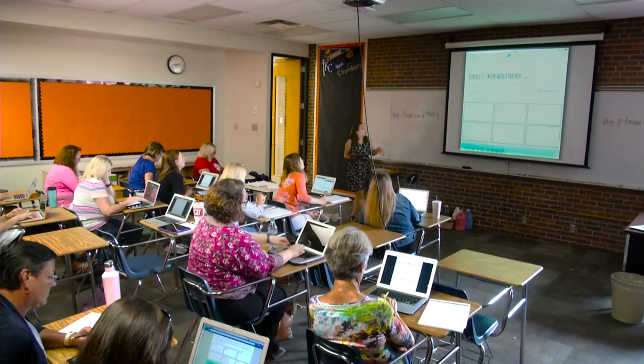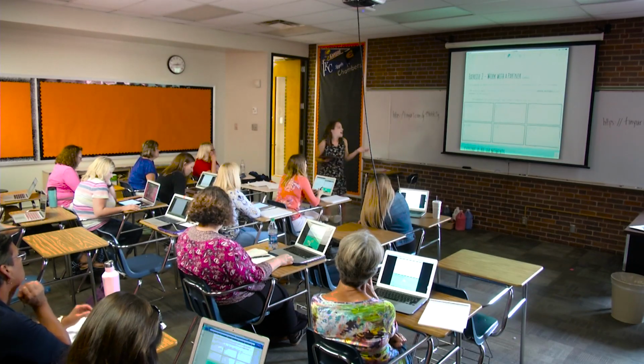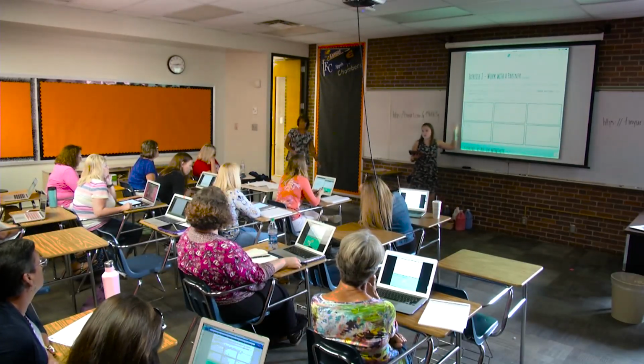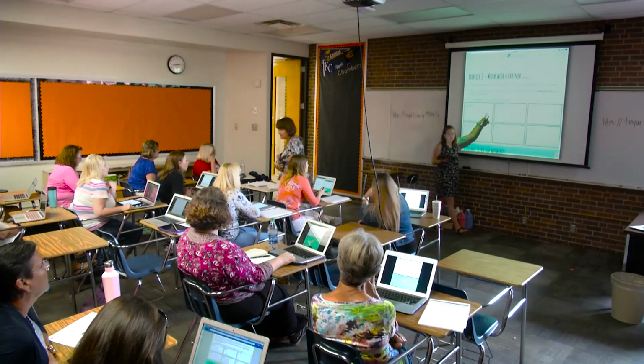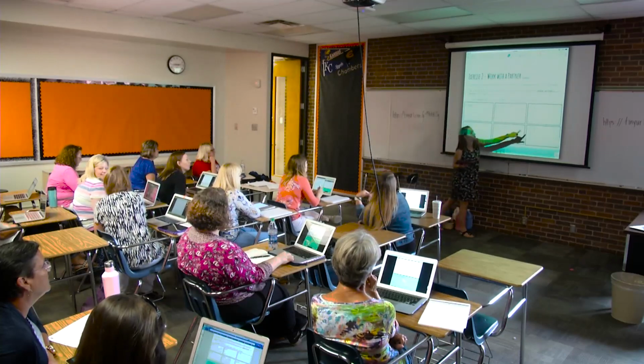Okay. Then, after that 2 minutes of independent practice, I'm going to give them time to work with a partner. And they're going to practice using those descriptive words. So use words to describe a situation that could be represented by each ratio below. Be precise about the order in which the quantities are stated, because order matters, and be specific. For example, be sure to say the number of boys, not just boys. And then before I send them off, I'd probably have them practice reading these ratios with me all together. 1 to 12, 12 to 1, 2 to 5, 5 to 2, 10 to 2, 2 to 10.